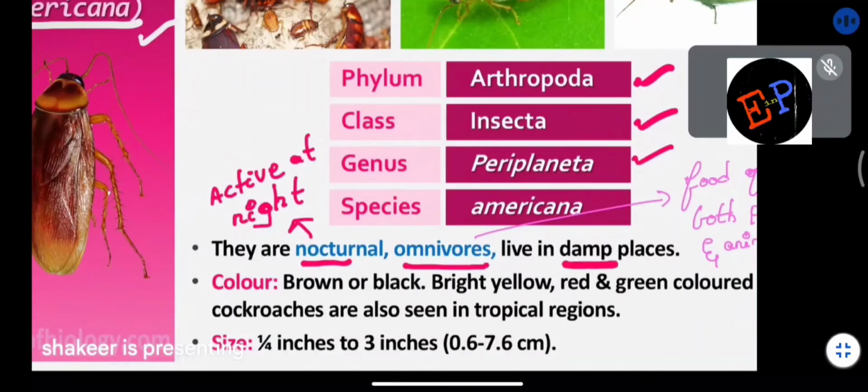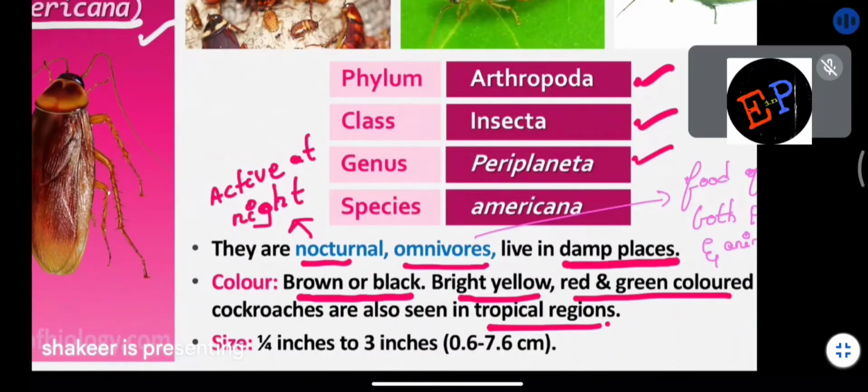And they live in damp places. What is meant by damp places? Moist places and shadow places. This kind of places you can call damp places. The color of these cockroaches is either brown or black, and bright yellow, red and green colored cockroaches you can also see in the case of tropical regions. Are you able to understand? These many colors you can see.